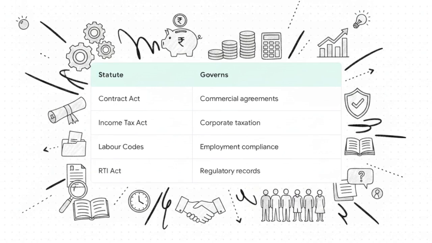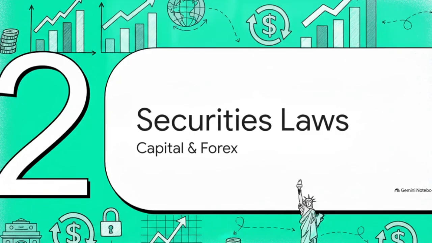That means every commercial handshake is governed by the Indian Contract Act. Then you've got the inescapable realities of running a business, the Income Tax Act for your corporate taxes, the labor codes governing your workforce, and even the Right to Information Act. That last one is actually a surprisingly powerful tool for corporate lawyers who need to extract regulatory records regarding public sector units. Moving right along to bucket number 2, securities and specialized laws.